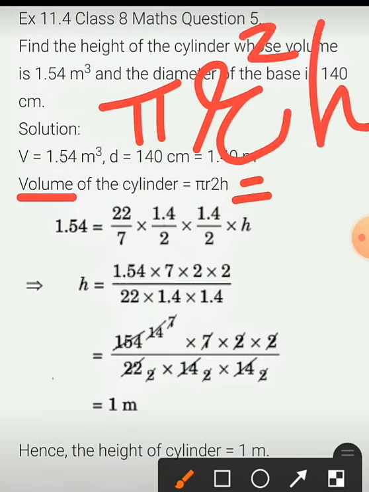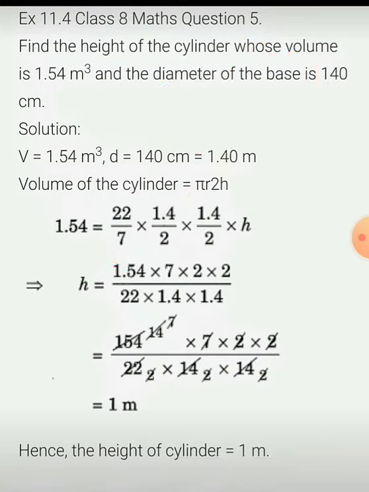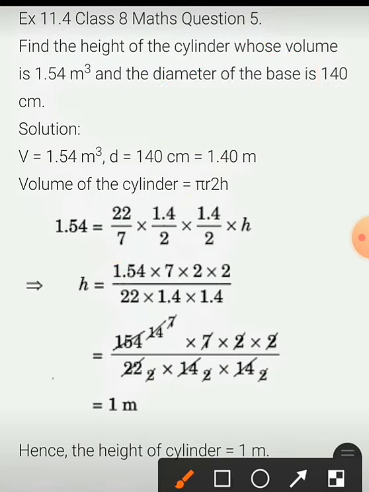Now volume is given to us, 1.54, so on this side, in place of volume, we will put its value, 1.54. Now on this side, pi r square h. Pi means 22/7. R means radius, and radius is half of diameter, so diameter divided by 2. So what is our diameter? The radius will be 1.4/2.